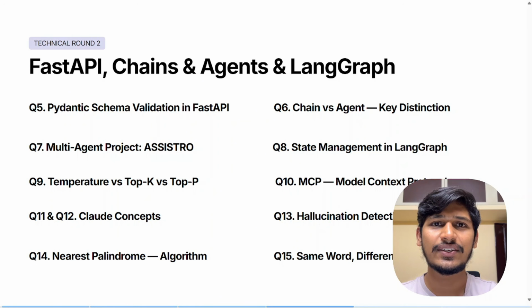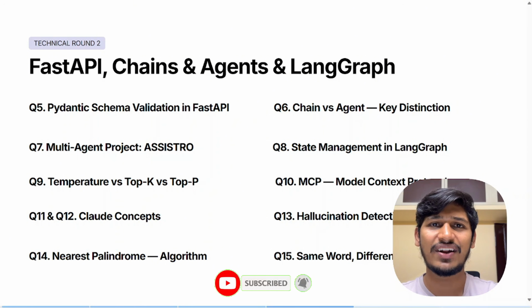The next question is, what is the difference between chain and agent? Chain follows predefined steps and agent decides the actions dynamically. So chain is fixed but agent is variable. And they also asked, have you worked on any multi-agent projects? Here we can explain any multi-agent projects that we have individually worked on. Better to involve the AI ops projects as well.